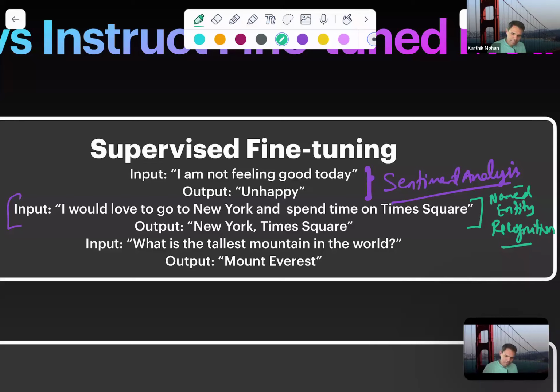What's this task about? The third one: what is the tallest mountain in the world? And the output is Mount Everest.